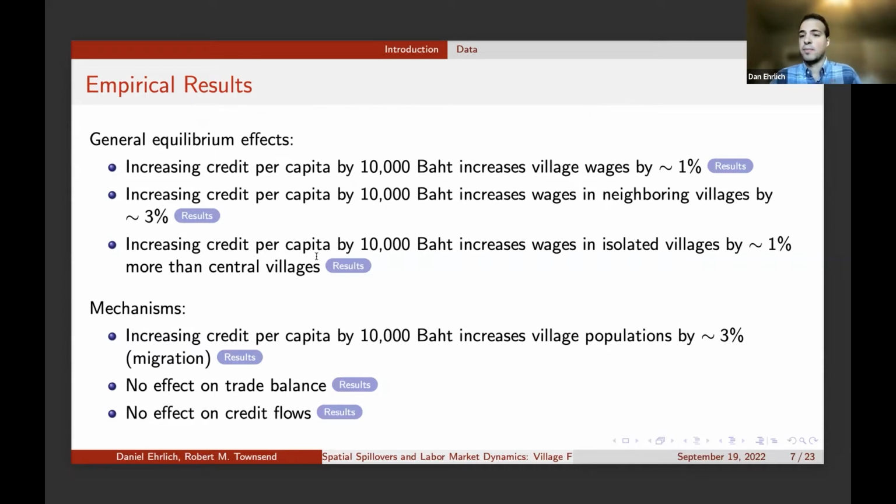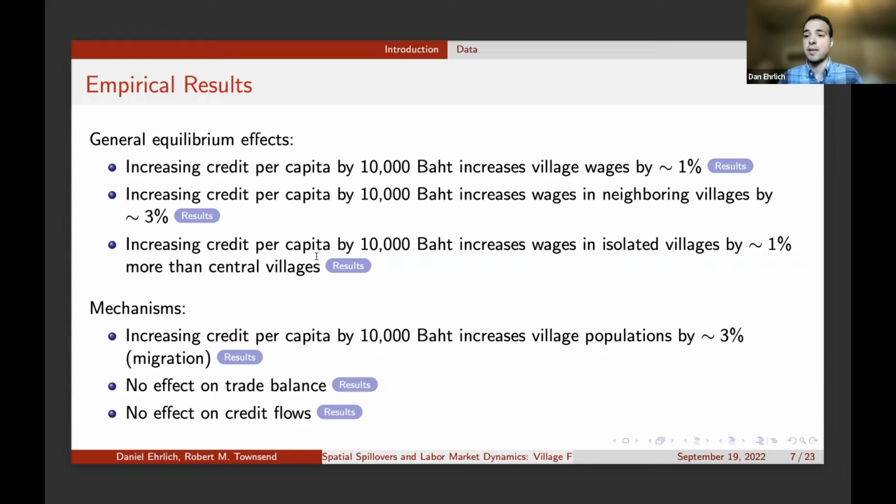And finally, the last effect on wages that we're going to document is that there's heterogeneity in the direct effect, which is saying that increasing credit per capita by 10,000 baht increases wages in isolated villages by around 1% more than in centrally located villages. So these are the three effects on wages that we're going to document in the data.